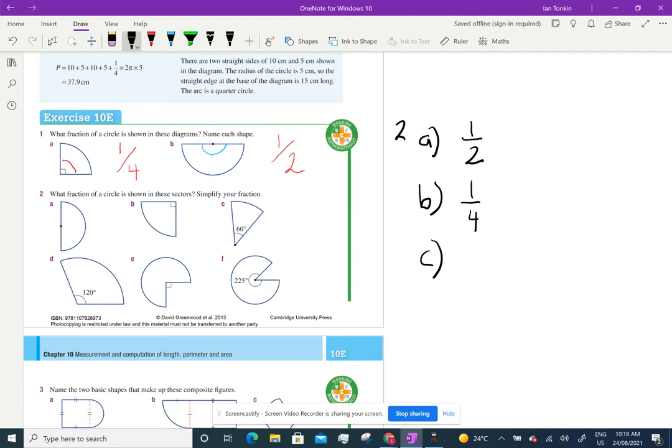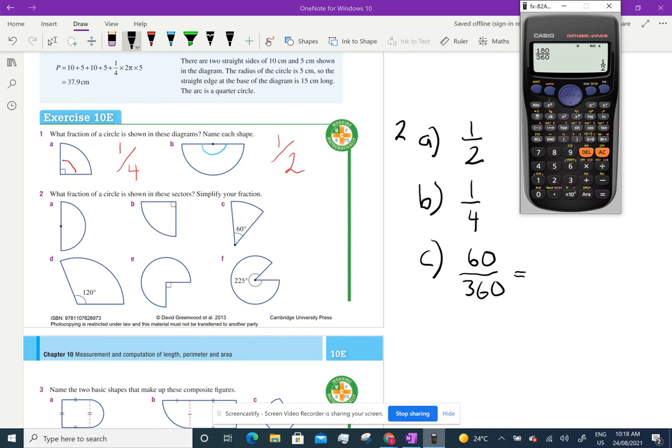2c, well, they've given us 60 degrees. To work out how much of a circle that is, we put it over 360. Now, if you are good with numbers in your head, you might be able to work that out. But if not, just go to your calculator. And what do we get? 60 over 360. And we get a sixth.